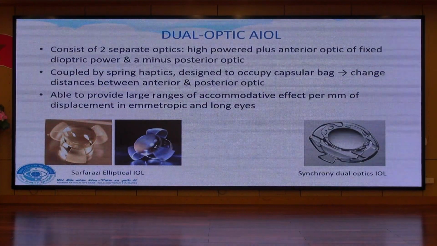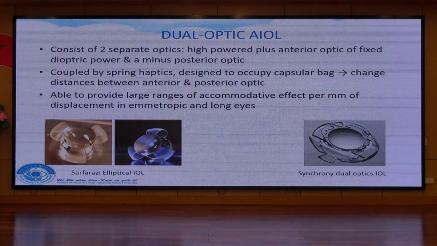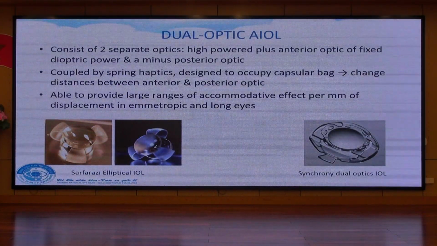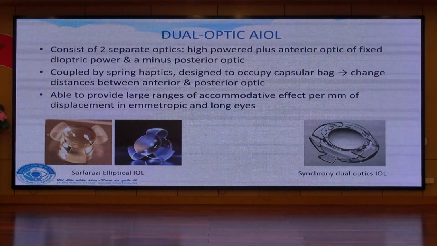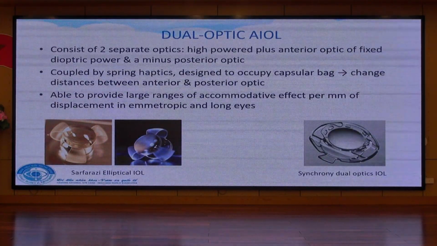It consists of two separate optics: the high power plus anterior optic of fixed dioptric power and a minus posterior optic. And they are coupled by a spring haptic designed to occupy the capsular bag, so that it can change the distance between the anterior and posterior optic, and it is able to provide a large range of accommodative effect per millimeter of displacement in hyperopic and long eyes.